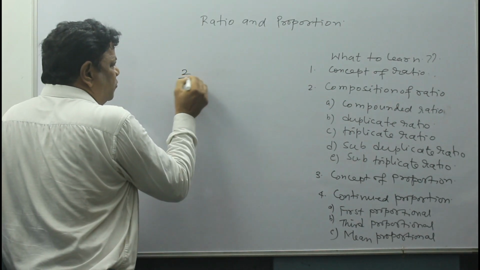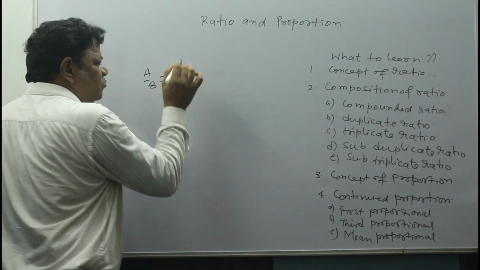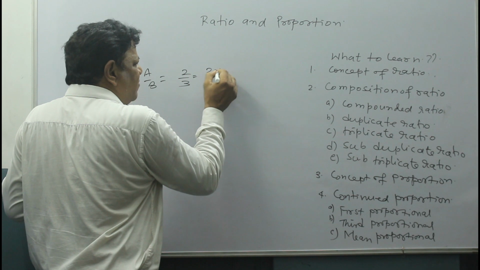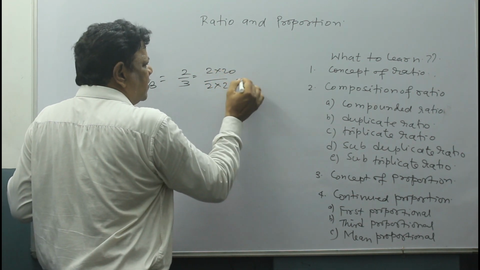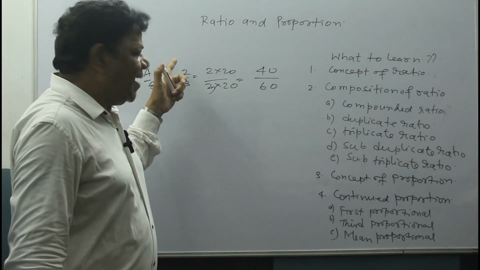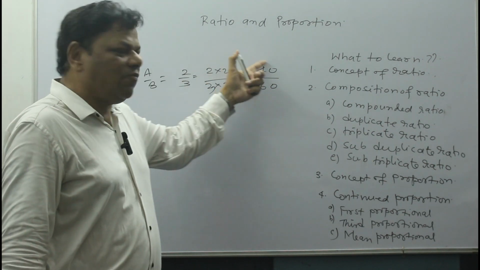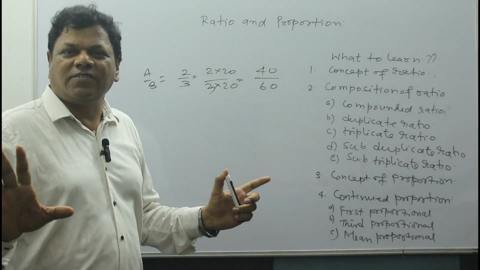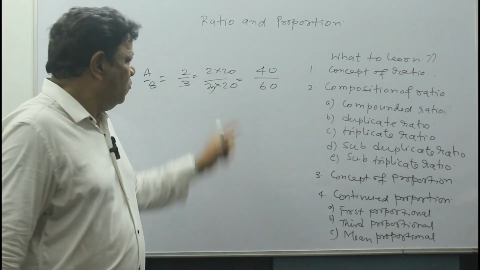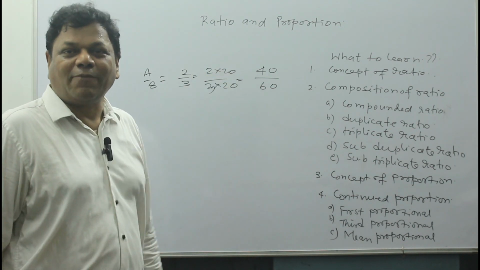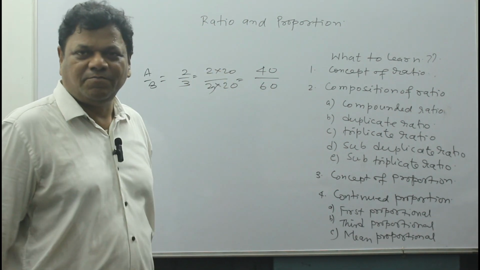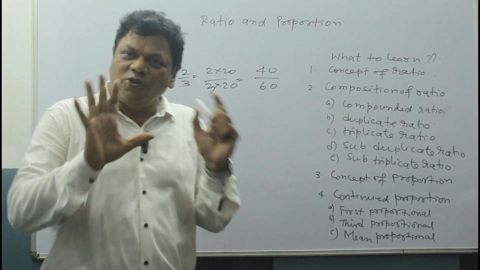Let A by B equal 2 by 3. If I multiply with a constant, let 2 multiplied with 20 and 3 multiplied with 20, what is coming? 40 by 60. So whether it is 2 by 3 or 40 by 60, there is no difference, the same value. We have to multiply with the same constant term, 20 and 20, or 30 and 30, not a problem. So the ratio idea is clear.